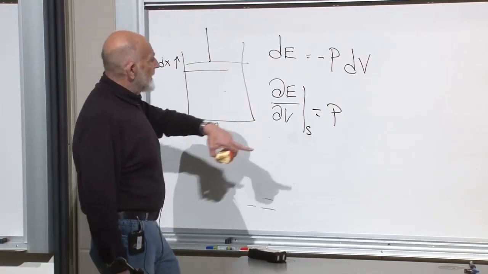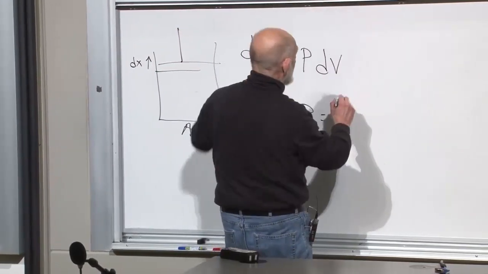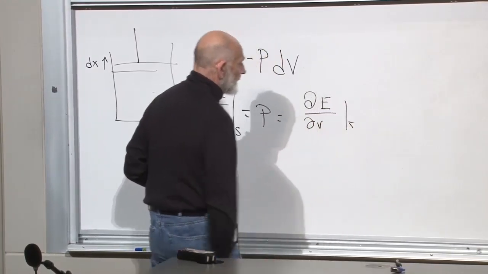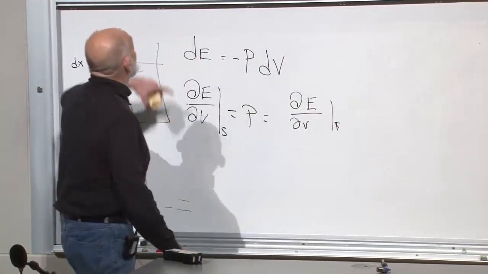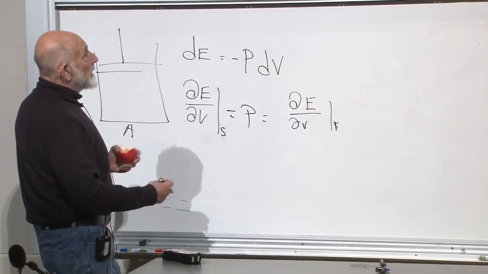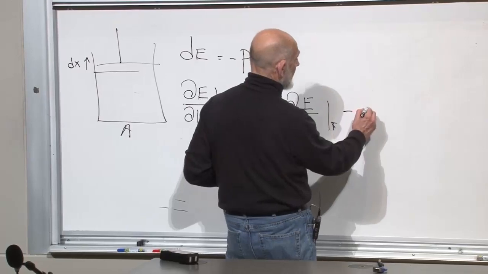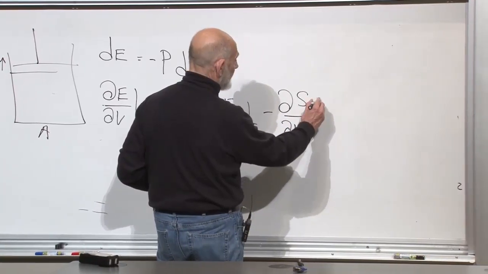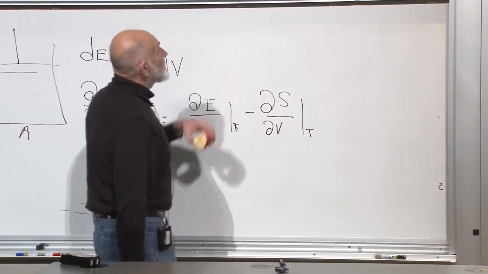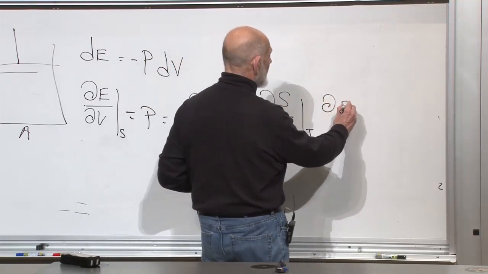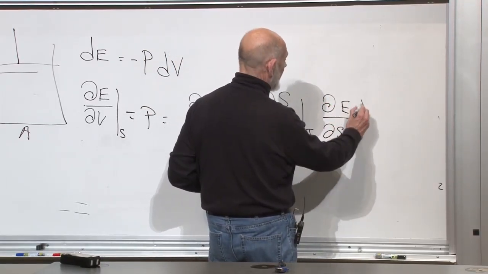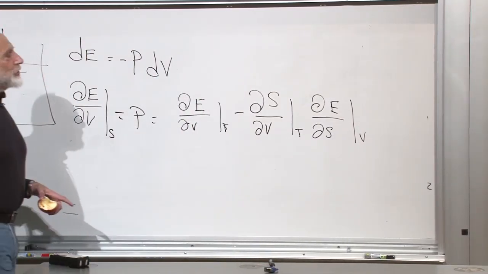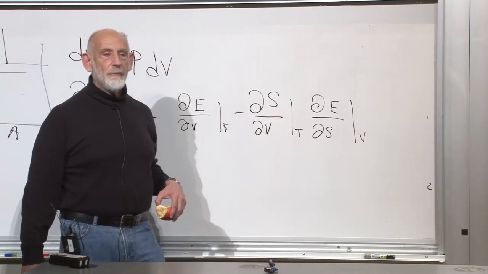Okay, so here we have that this is equal then to the derivative of the energy with respect to the volume at fixed temperature. In other words, holding fixed the temperature in the Boltzmann distribution, minus, I'm going to rewrite this, minus the derivative of the entropy with respect to the volume at fixed temperature, times the derivative of the energy with respect to entropy at fixed volume. Now this looks terrible, looks too complicated, but fortunately this is something we've seen before. Anybody remember what dE by dS is?